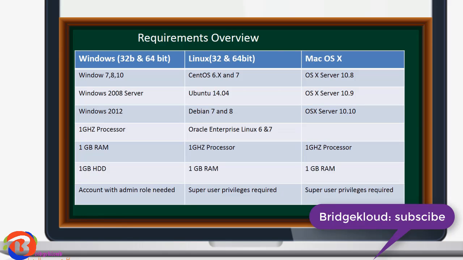Also, if you have Windows 2008 Server or Windows 2012 Server, you need a minimum of 1 gigahertz of processor speed. This is just the absolute minimum. You need at least 1 gigabyte of RAM. You need at least a gigabyte of hard disk space. You need an account that has an administrator role that you can use to perform the installation.